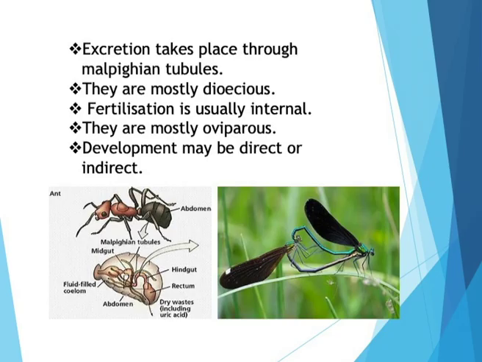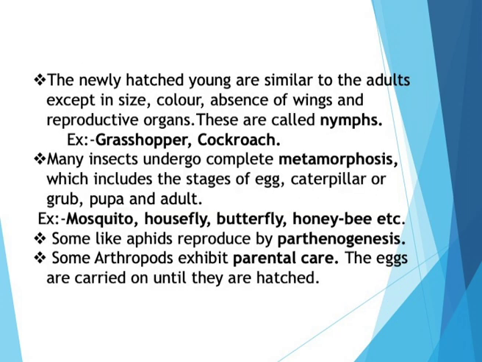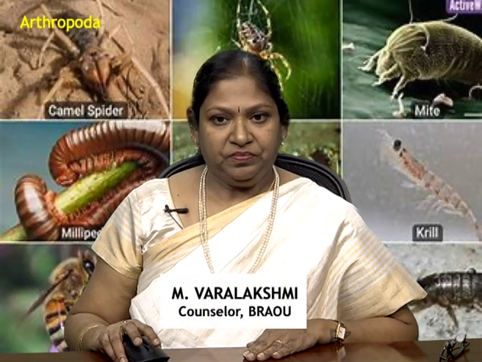They are mostly oviparous. Development may be direct or indirect. The newly hatched young are similar to the adults except in size, color, and absence of wings and reproductive organs. These are called nymphs. Example, grasshopper, cockroach. Many insects undergo complete metamorphosis, which includes the stages of egg, caterpillar or grub, pupa and adult. Examples are mosquito, housefly, butterfly, honeybee, etc.